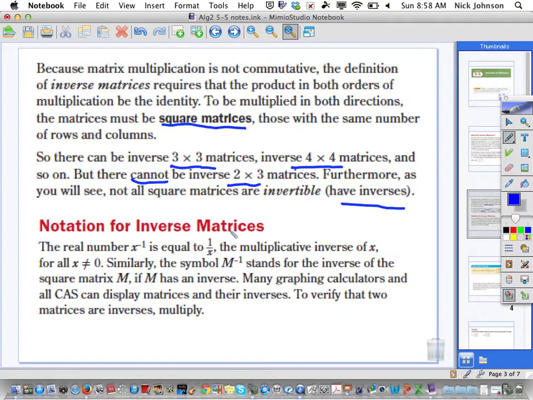Notation for inverse matrices. The real number x to the negative 1 power is equal to 1 over x, the multiplicative inverse of x, for all x that cannot equal 0. Similarly, the symbol M to the negative 1 power, matrix M inverse, stands for the inverse of the square matrix M if M has an inverse. Many graphing calculators and all CAS calculators can display matrices and their inverses. To verify that two matrices are inverses, you just simply multiply. That's important for you to know.